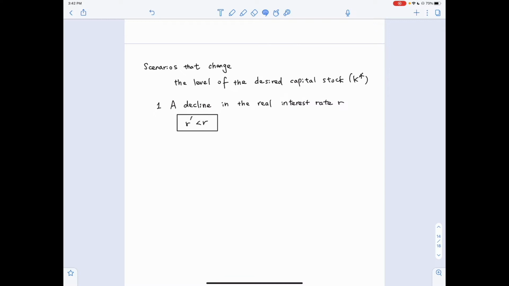When the real interest rate declines, we have R prime that is less than R. Given that R prime is less than R, we know that the user cost becomes less. And then we are going to have a new desired capital stock. Given that the desired capital stock level is higher than the earlier one, we claim that the investment needs to increase. Let me show you why that is the case in a graph.